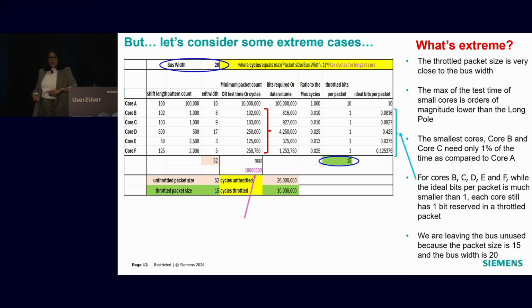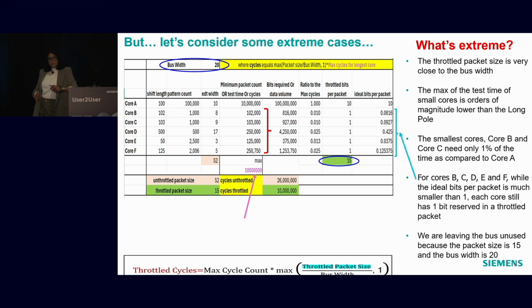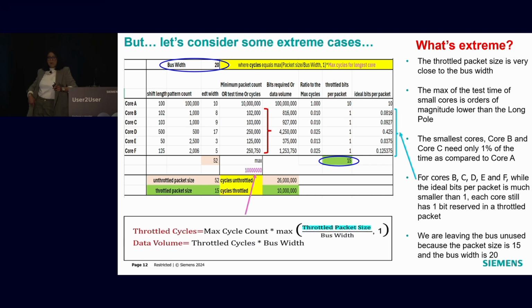So now, the conclusion about this slide is, I want you to focus on the throttle cycles. As I said, they are driven by the core with the maximum test time. Here in this case, it's 10 million, right? And times the throttle packet size, the packet size is 15, that blue circle right there, and the bus width is 20, and the max of 15 by 20 and 1 is 1. So really your new test cycles or throttle cycles is 10 million cycles.